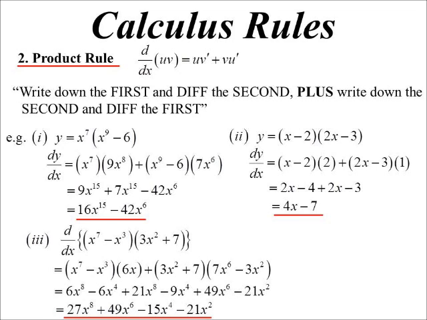So the product rule: write down the first, diff the second, plus write down the second, diff the first. It gets more impressive the quicker and quicker you can say it, actually. You can challenge each other. And then when you go home today and they say, what did you learn today? You go, oh, what did I learn today? Oh, write down the first, diff the second, plus write down the second, diff the first. And they go, wow, that's amazing.